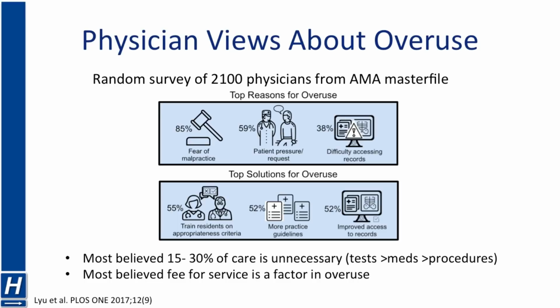And on number three, I would certainly attest many emergency room doctors have told me that they do imaging studies, for example, because they don't have access to prior results. In terms of solutions for overuse, physicians really pointed to the future, that is to training, and noted that there needed to be more training on appropriateness of care for our residents. We need more practice guidelines, and then, of course, we need to have better connectivity for access to records as well. All in all, physicians did acknowledge that perhaps as much as 15 to 30% of care was unnecessary, and they ranked it primarily tests greater than medications, greater than procedures.